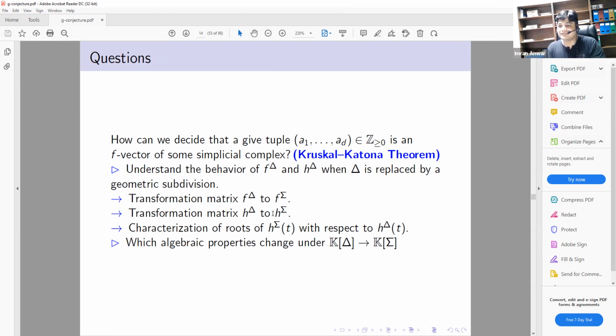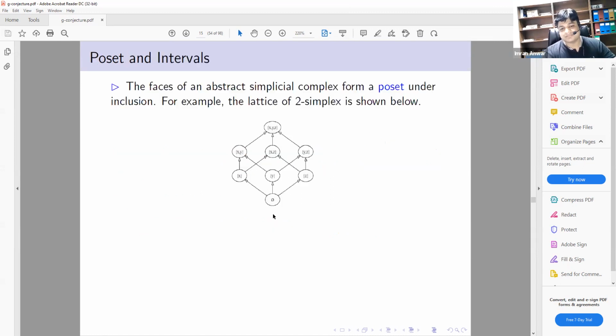So then the next study in algebra started with: if one algebra has a particular property, whether its subdivided complex has that particular property or not. Just for algebra people, I'm talking about the Cohen-Macaulay, Buchsbaum property and other properties.